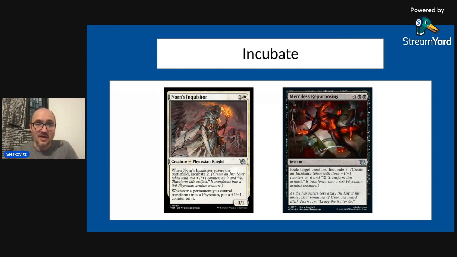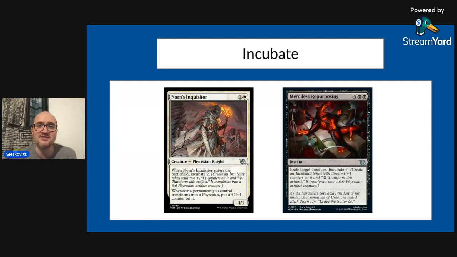it was cast for. So, for example, we have a card, Norn's Inquisitor, and that's a 2 mana 1/1. But when it enters the battlefield, incubate 2. So you create this incubator token with 2 +1/+1 counters. And also, when a permanent you control transforms into a Phyrexian, put a +1/+1 counter on it. Which means that if you pay for the incubate token to transform, it transforms into Phyrexian.